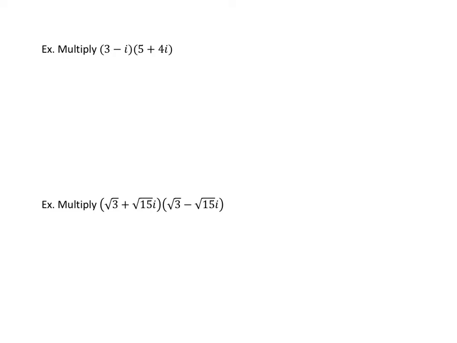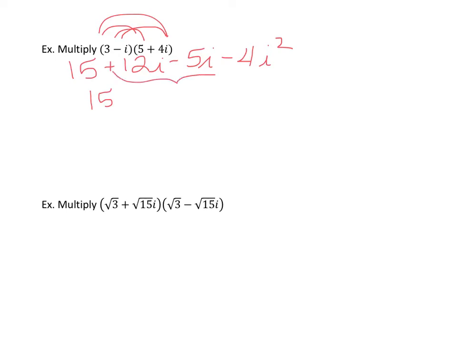So I'm going to multiply these two together. It's a simple FOILing method. 3 times 5 gives me 15. 3 times 4i, 12i. Negative i times 5, minus 5i. Negative i times 4i would be negative 4i squared. 15. I'm going to combine these like terms. Positive 7i minus 4 times -1. Substitute in for i squared. That turns into a plus 4. So this is going to be 19 plus 7i. Always want my real number to come in front.